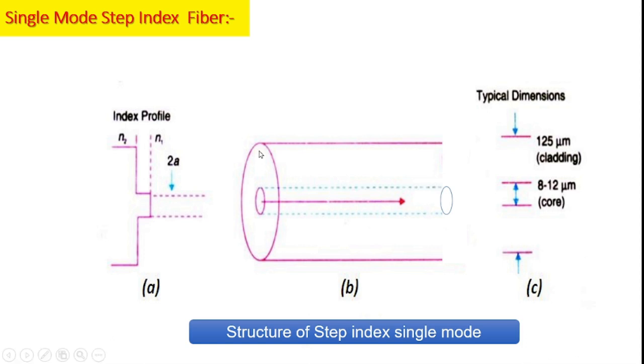And this shows the structure of single step index single mode fiber. Here this part A shows the variation of refractive index of single mode step index fiber, and this is the single mode step index fiber. Here this part shows the core and this part shows the cladding. And here we can see that the radius of core is 8 to 12 micrometer and cladding's diameter is 125 micrometer.